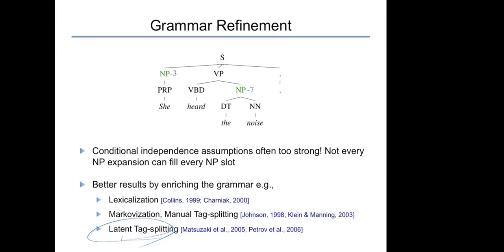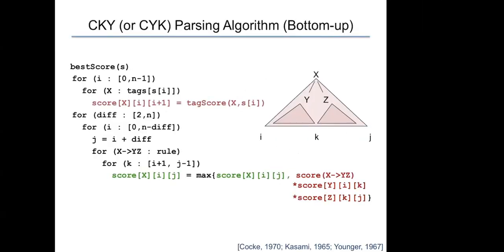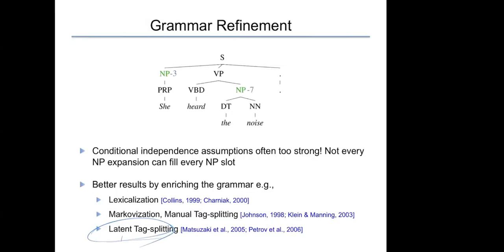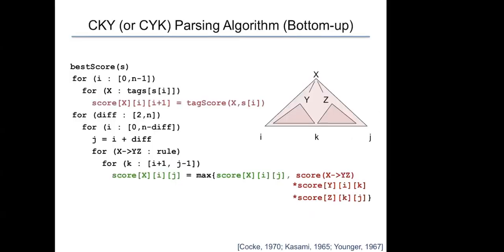So I think we're gonna have a short break at this point, and we're gonna finish up the syntactic parsing with a brief description of CKY parsing, which is about how we can obtain the parse efficiently. So I'll come back in 3 minutes. See you at 3:23.